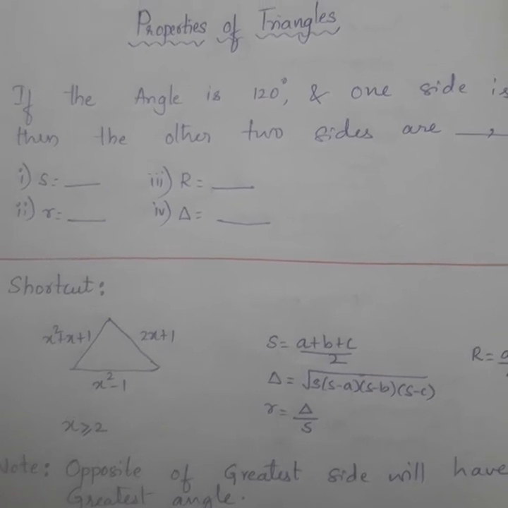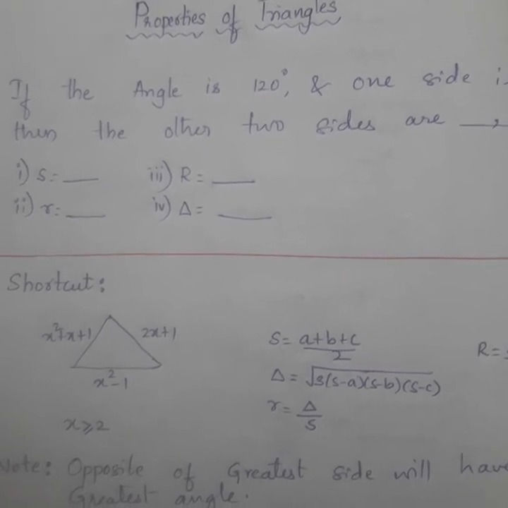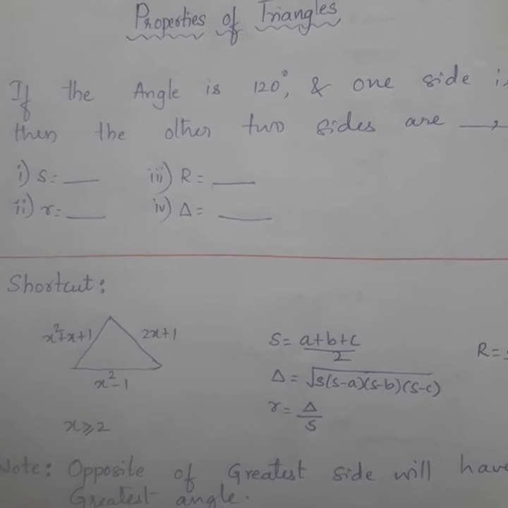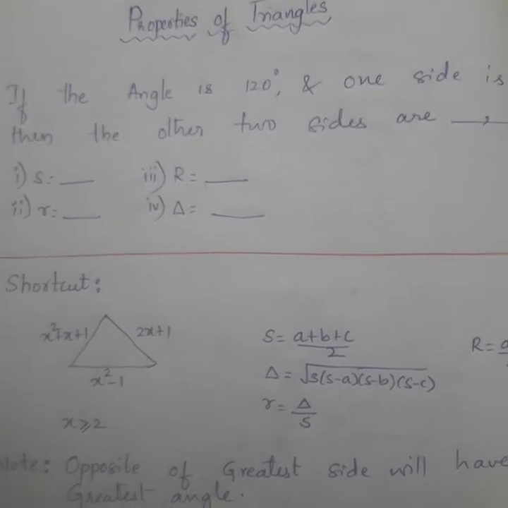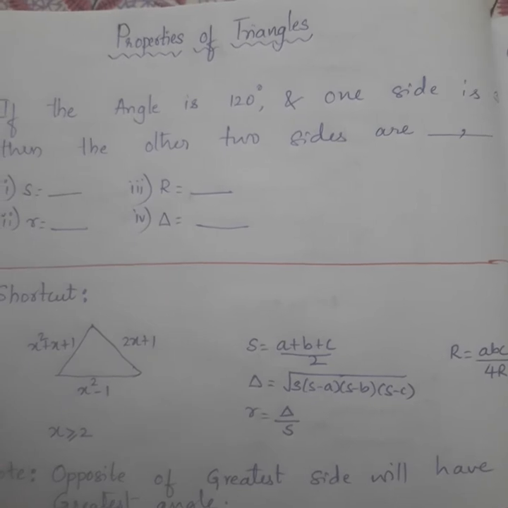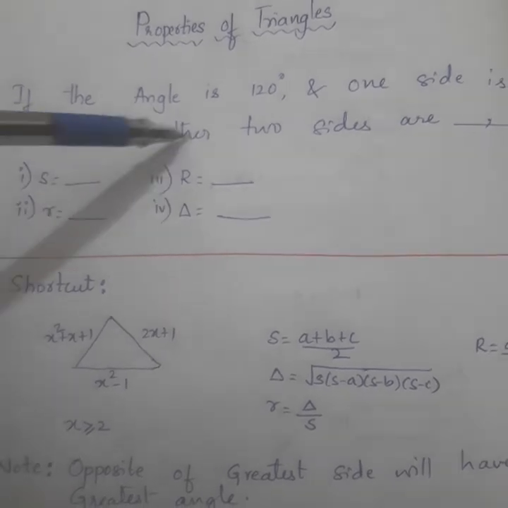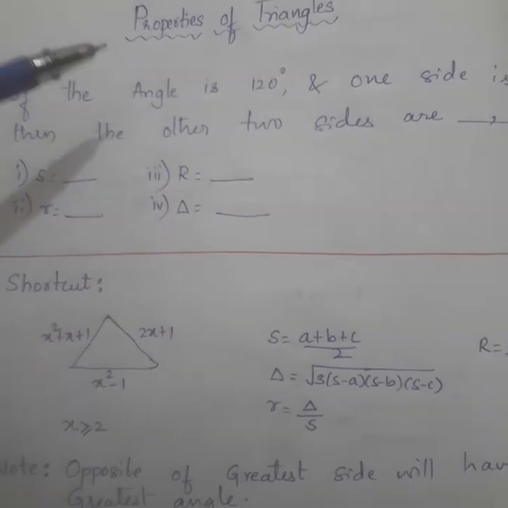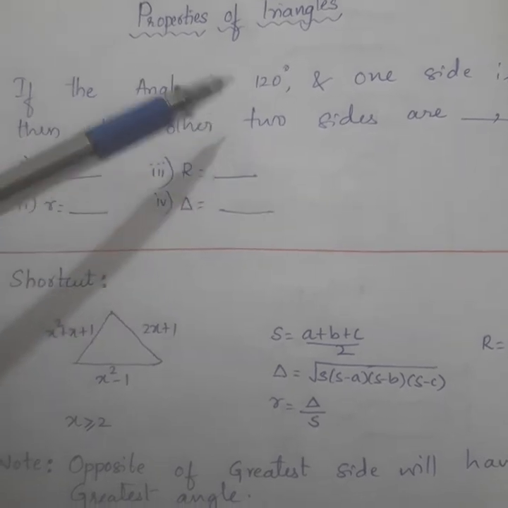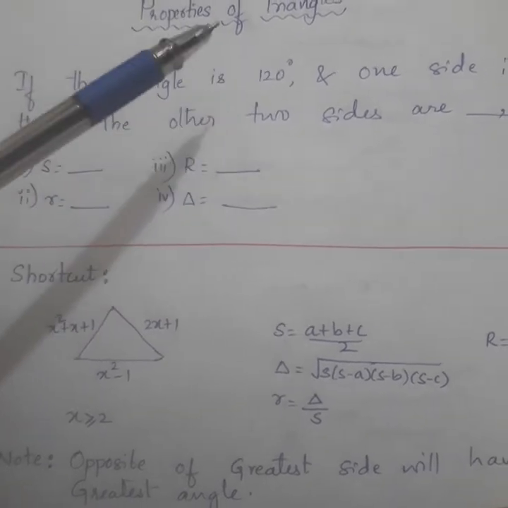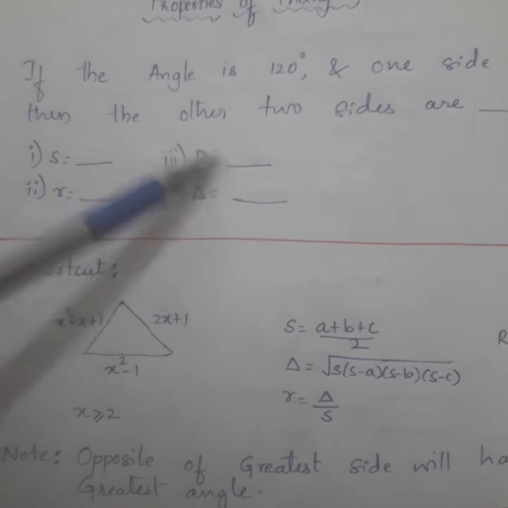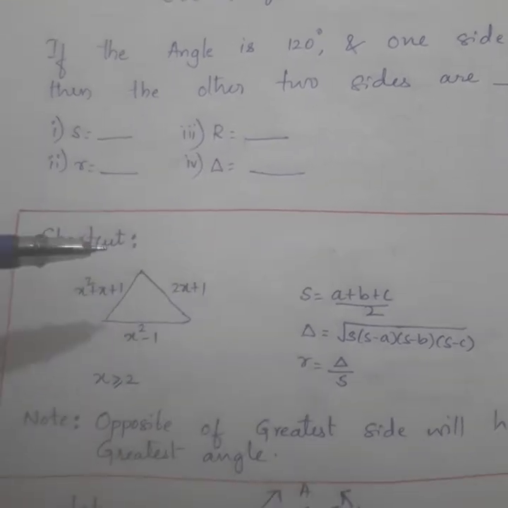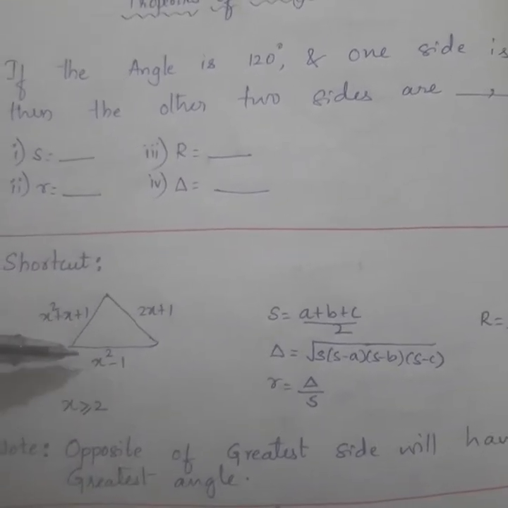Today I come up with one more shortcut related to properties of triangle. Let's see the question. What does the question say? The question says if the angle is 120 and one of the sides is 3 centimeter, then the other two sides are. Actually, he has given one triangle, one side and one angle, and he's asking to find the other two sides. We have one shortcut to solve this problem in properties of triangle.